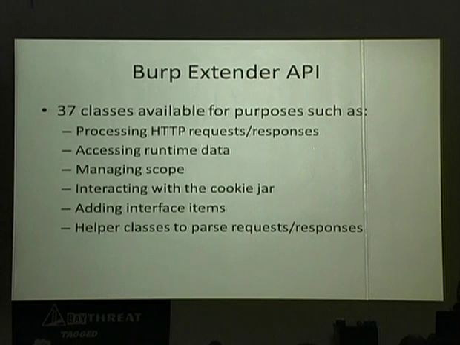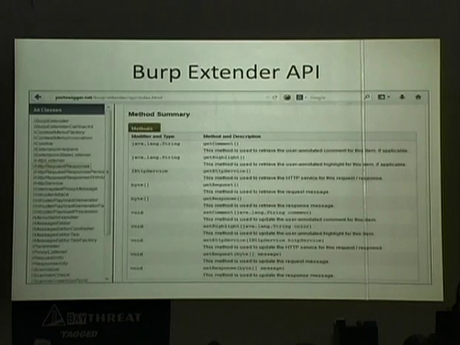There's now 37 classes in the API that are available for you. You have the original bread and butter of Burp, which is processing your HTTP requests and responses. You also can integrate directly with the cookie jar, add interface items, and there's some helper classes now to parse your requests and responses so that you don't have to do that all by hand. This is what the Javadoc for the API looks like. It's fully Java documented, very easy to go through. That's on PortSwigger's website, as well as actually integrated into Burp at this point.